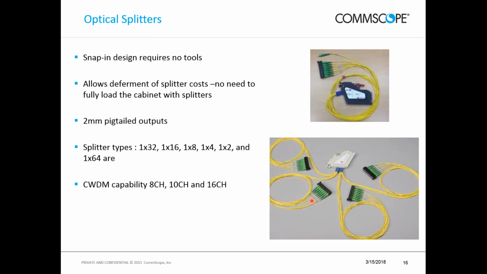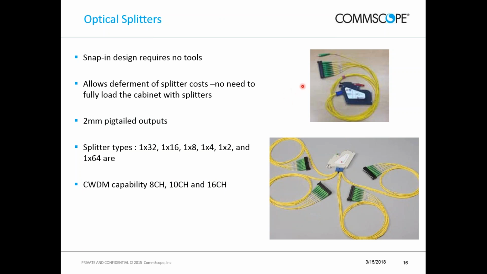Optical splitters, this is what one of those devices looks like. It has a single fiber input, and then it has X number of outputs on it. In these picture examples, the lower picture is a 1x32. Okay, so we have one fiber coming into it, 32 fibers coming out.